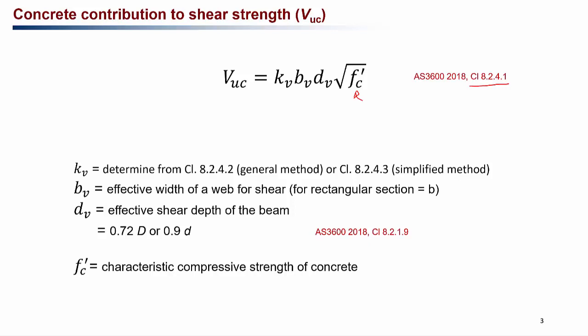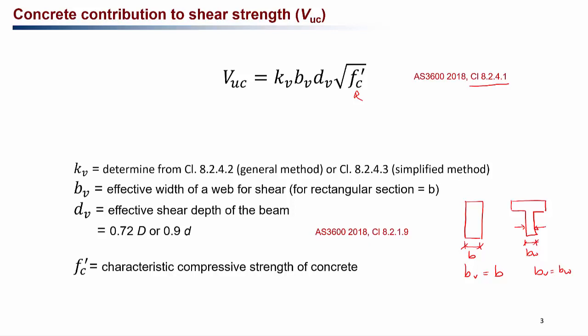Here, BV is the effective width of the web for shear. That means if you have a rectangular beam with width B, then your BV is equal to B. It is the width of the beam itself. And if you have a T-beam like this, where the width of the web is BW, then your BV is equal to the width of the web of the T-beam.